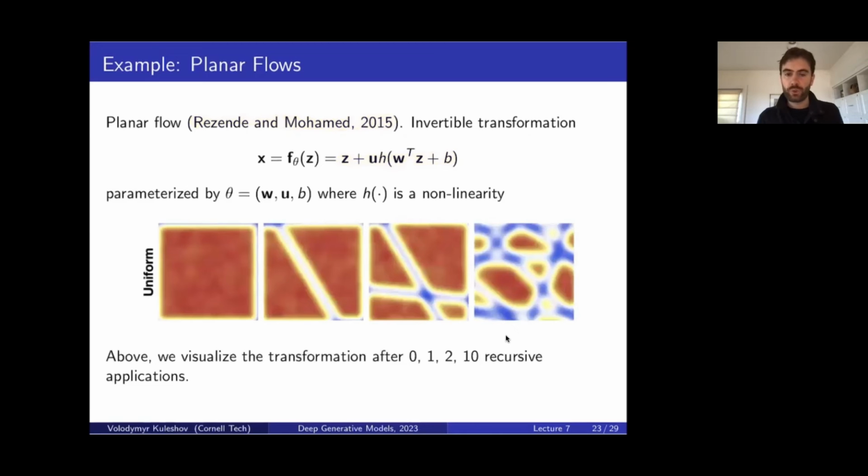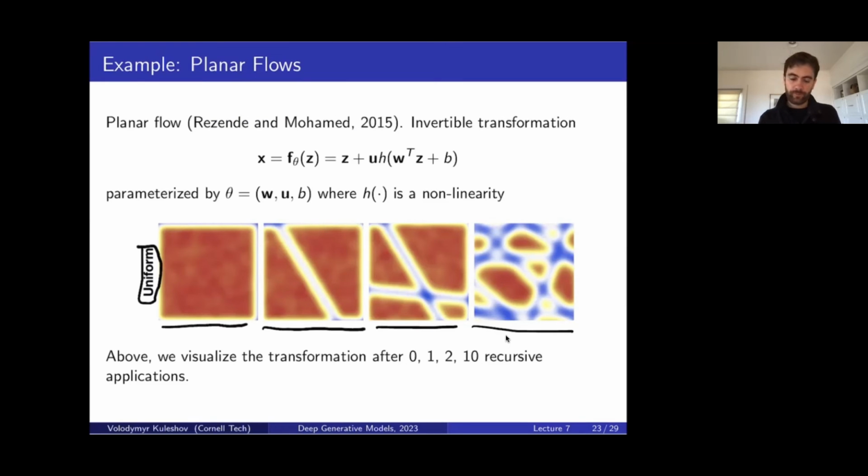This is a visualization of what applying this f recursively does to a uniform distribution. We start with the uniform here, and then we apply one instance of this transformation. The result is a density which looks like this. And then if you apply it twice, it looks like this. And if you apply it 10 times, it now looks like this, which is a much more complex form than what we had earlier.